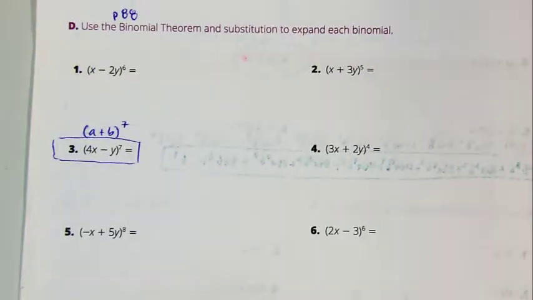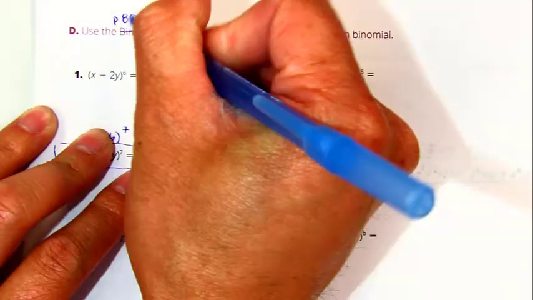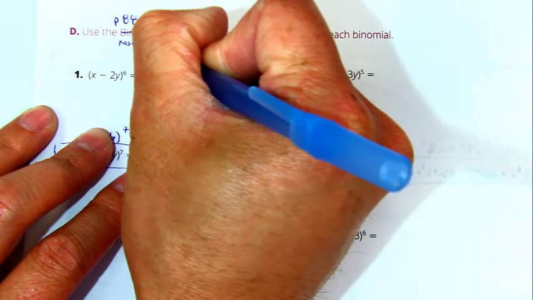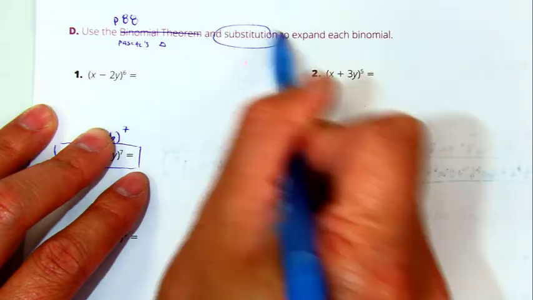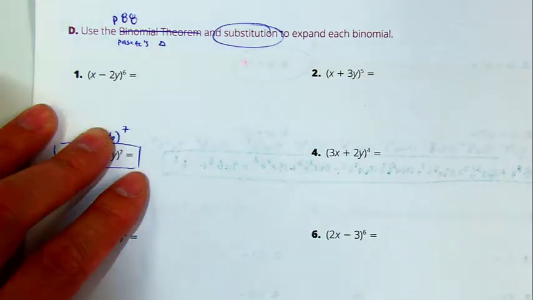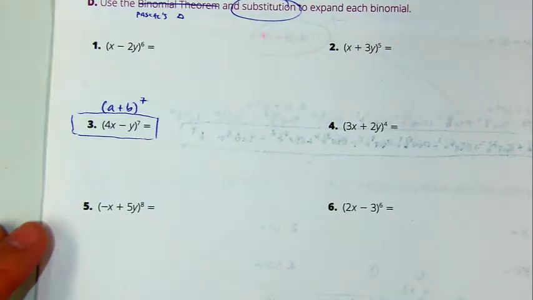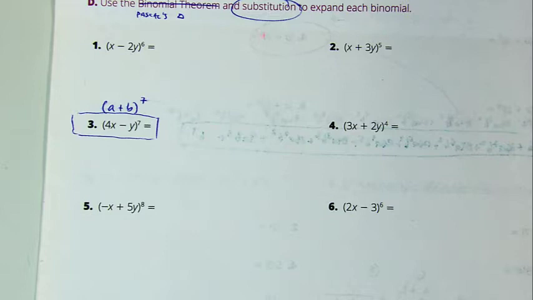I asked you guys, instead of using the binomial theorem, yesterday we learned to use what? Pascal's triangle. And now this tells us in today's lesson we're going to be doing a substitution and then expanding these. So I asked you guys to do question number 3 using (a + b) to the 7th power. Tony, what are the coefficients of something to the 7th power?